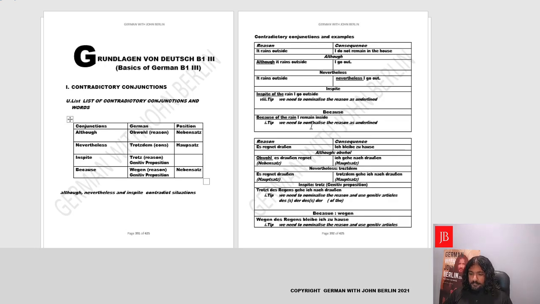Perfect. All right. Now let's find here in German. Es regnet draußen. It is raining outside. Ich bleibe zu Hause. I remain in the house. That should have been the initial sentence. Now we'll contradict this. Although it rains outside, I go outside. This is the contradiction. I should have remained home, but I'm going outside.